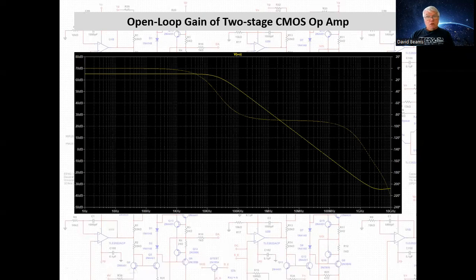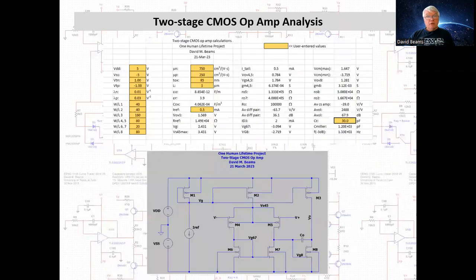Okay. The second resource I want to talk about briefly is the spreadsheet for analyzing the 2-stage CMOS op amp. Here is the schematic diagram being analyzed, and here are the calculations of the spreadsheet. The cells that represent user entered values are in this light tan color. And here we have the supply voltages, the threshold voltages of the NMOS and PMOS devices, channel length modulation parameters, width to length ratios of all the devices.